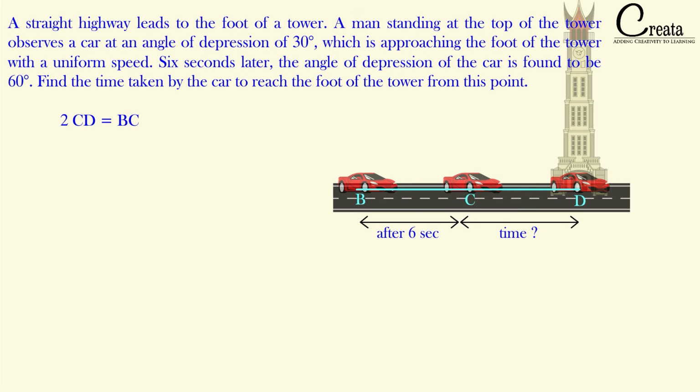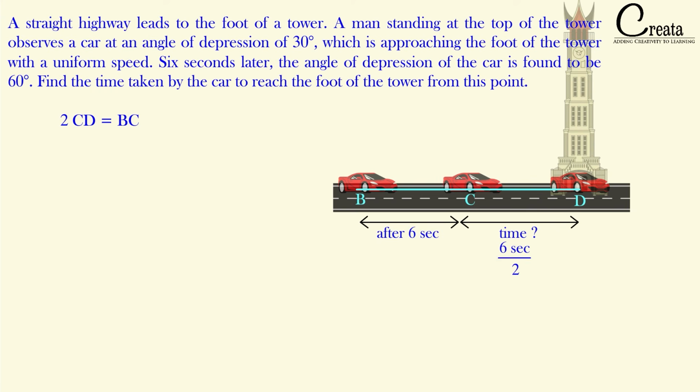Further, in the question it is given the time taken by the car to travel from point B to C is 6 seconds, and we have to calculate the time taken by the car to reach from point C to D. Here we got BC is twice of CD, or we can say CD is half of BC. If the car is taking 6 seconds to reach from point B to C, then how much time will it take to reach from C to D?